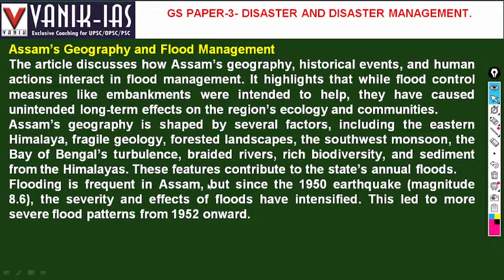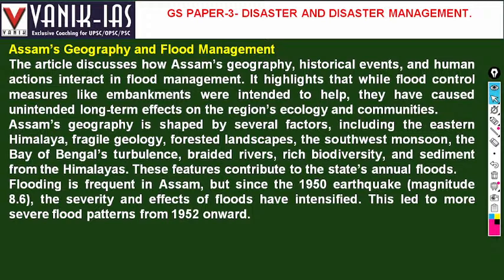Assam geography and flood management. The article discusses how Assam's geography, historical events and human action interact in flood management. It highlights that while flood control measures like embankments were intended to help, they have caused unintended long-term effects on the region's ecology and communities.